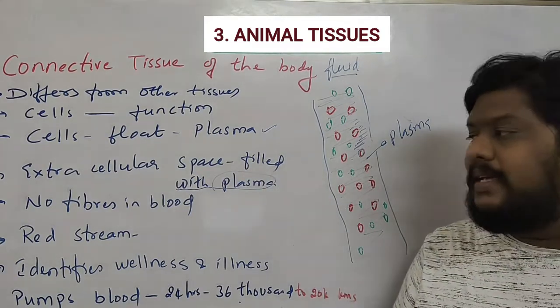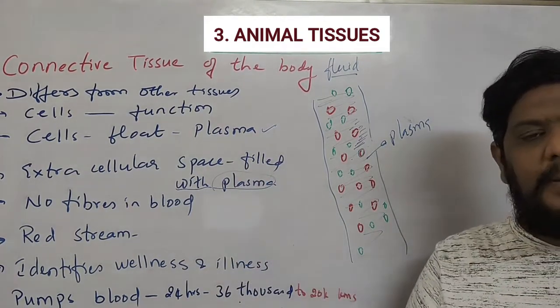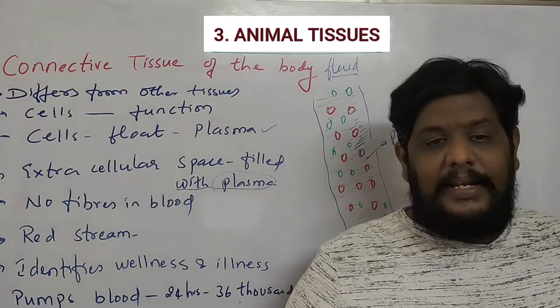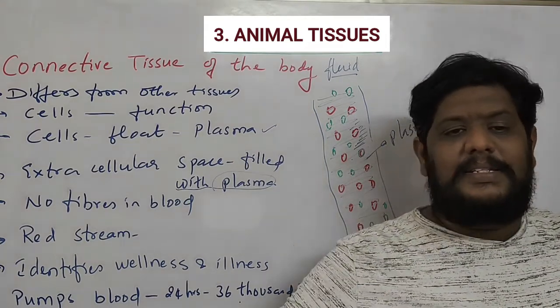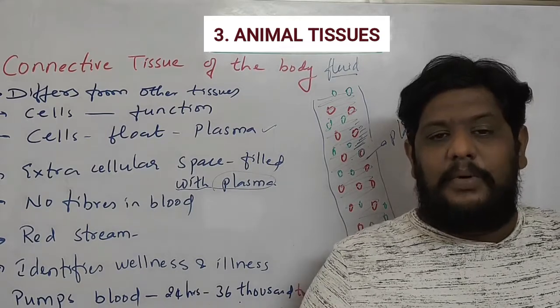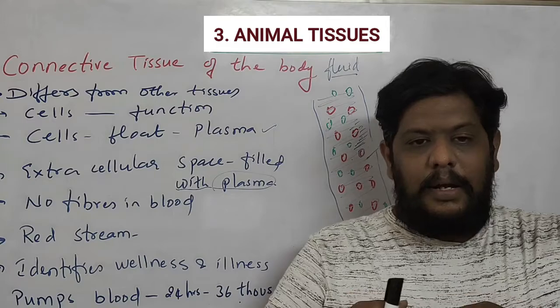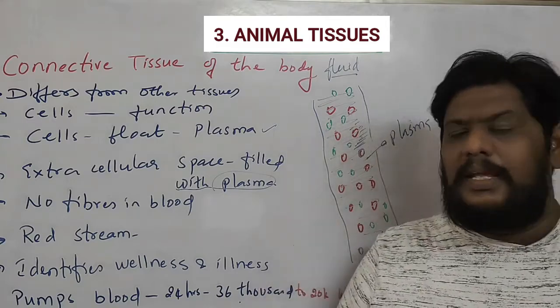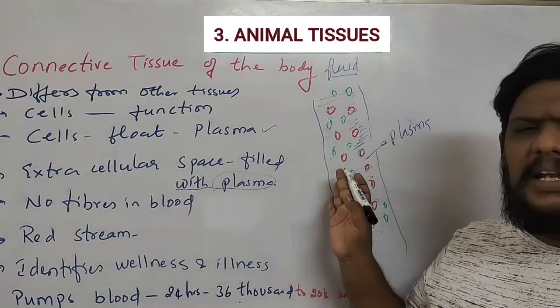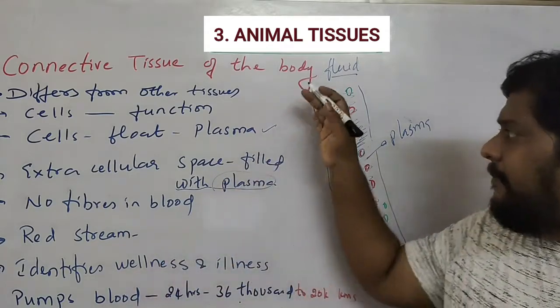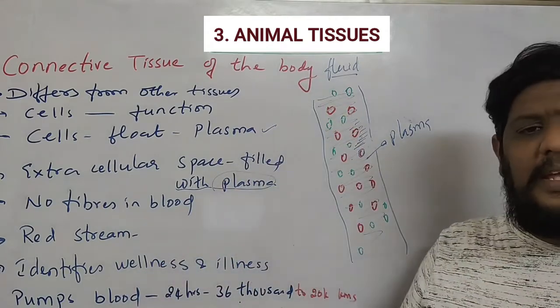And one more thing here is there are no fibers in the blood. You cannot see any kind of fibers in the blood. In the tendons and ligaments, we were studying the different kinds of fibers which are present to join one part with the other, one tissue with the other, but here you cannot see any kind of fibers. That's the reason why the cells move very freely in the liquid portion of the blood.